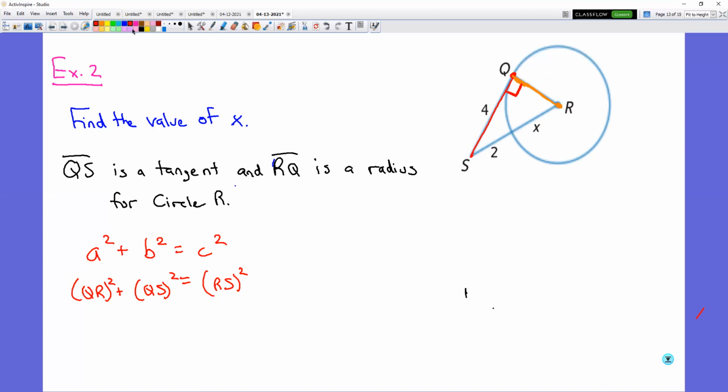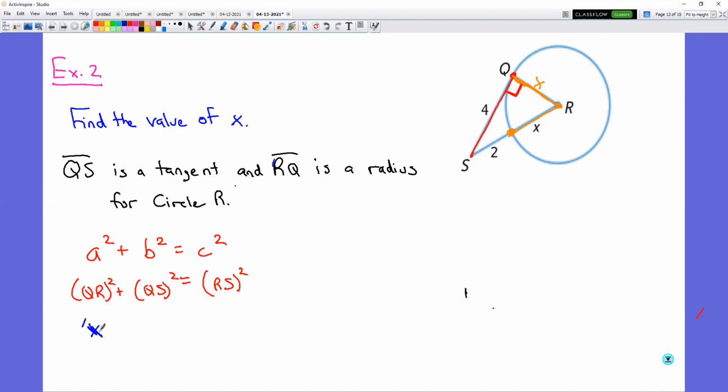So if you look very carefully here, if QR is a radius, that means that this right here is a radius. So from here to here is a radius, right? Because it's going from the center to the edge. So therefore, this has to be x as well, okay? So therefore, I'm going to put x as my QR, because that's a radius, okay?